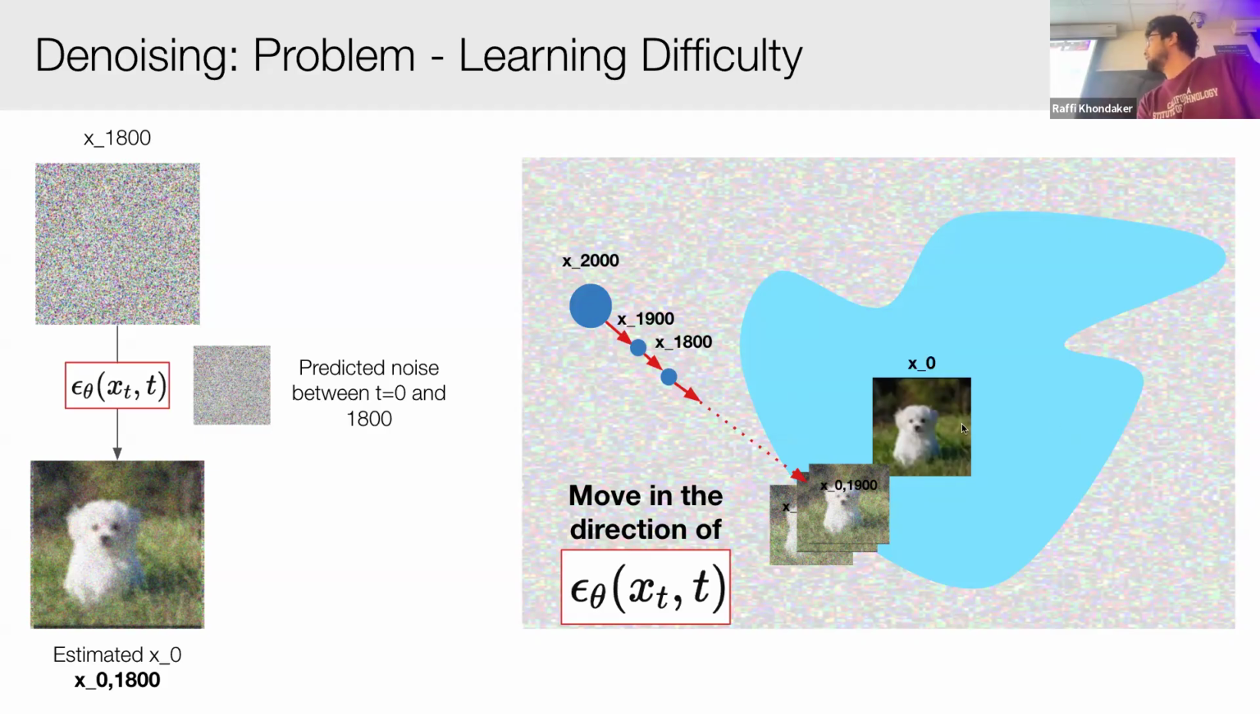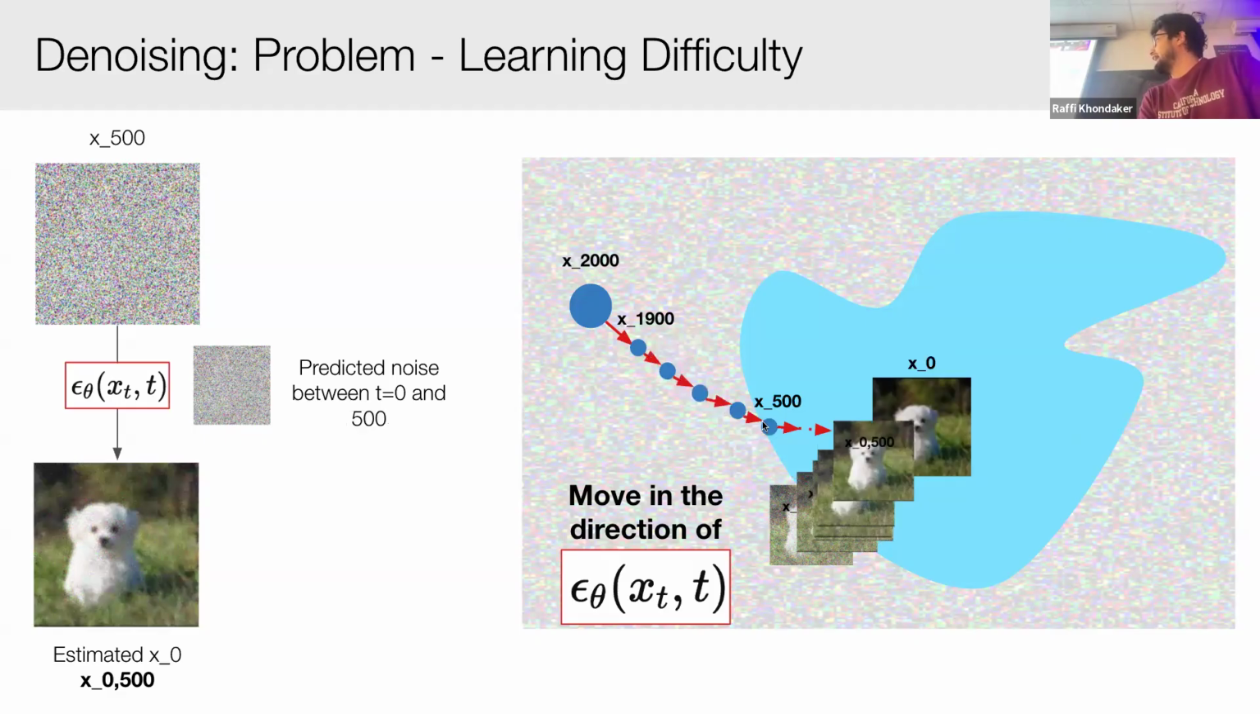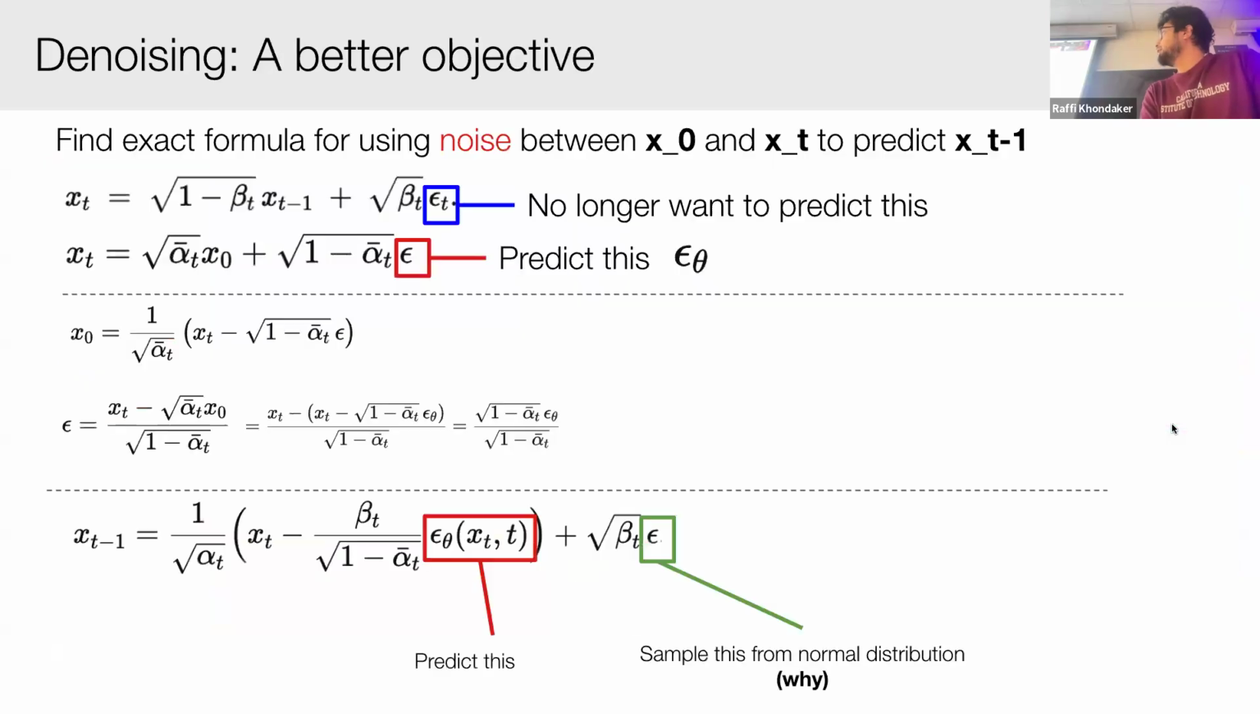As long as we keep doing that, we'll eventually get there. Sorry, this is not the right image, but at X5000, when the dog is mostly visible, there's enough information for us to point towards X naught. Okay, is that clear? The intuition behind this?